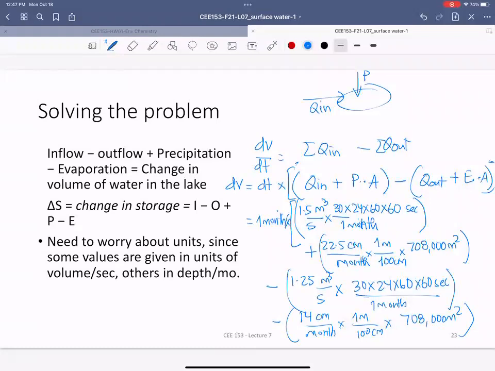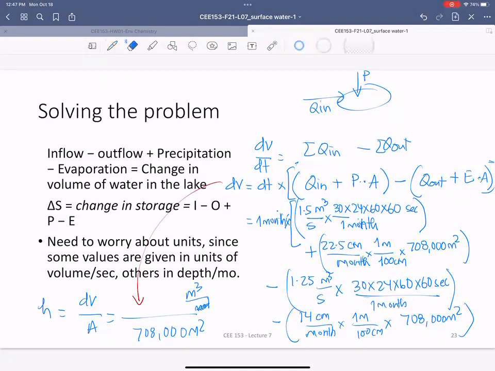Okay, and then if you see how much height is changed, it's dV over area. You know the area, which is 70800 meters square, and this volume would be in whatever those things you got here in meter cube per, get in meter cube because month cancel. So the answer will be in meter.